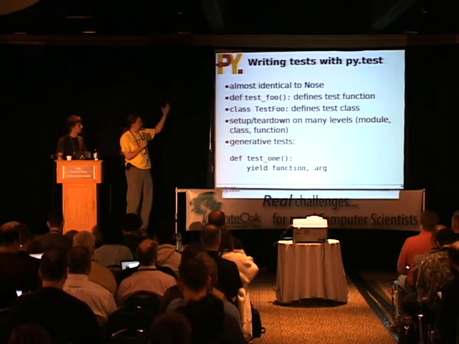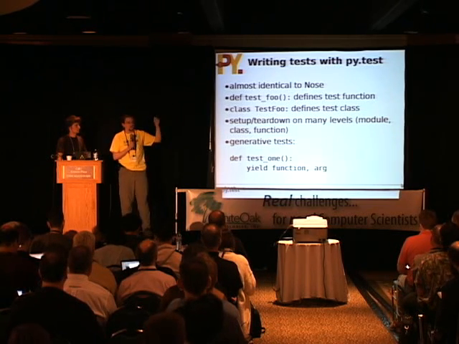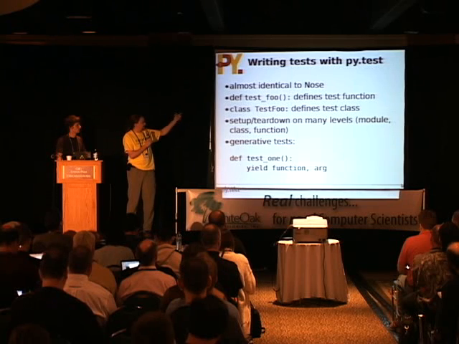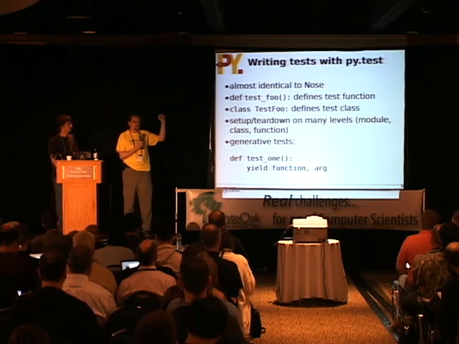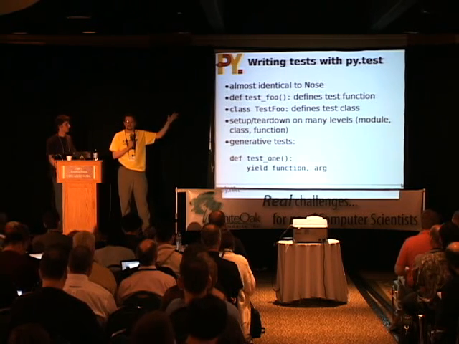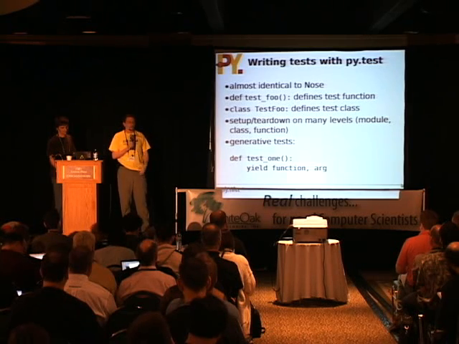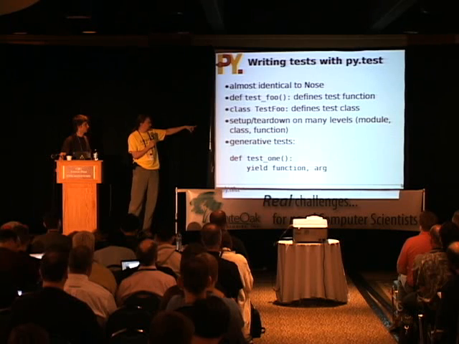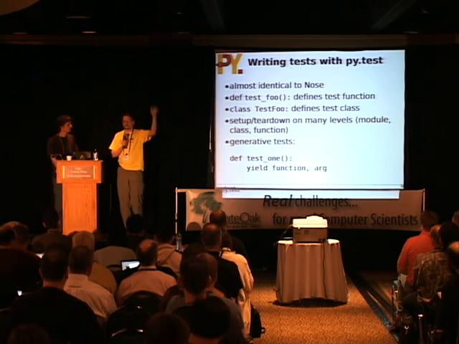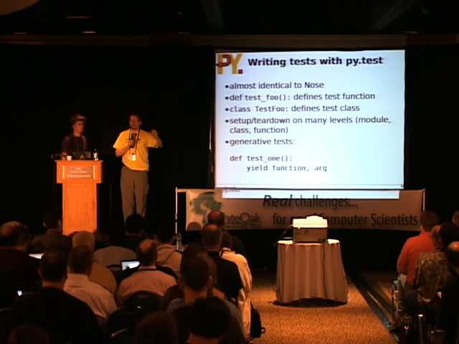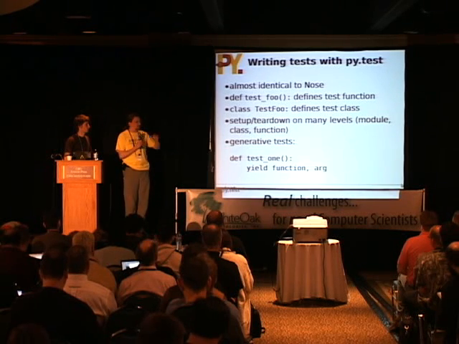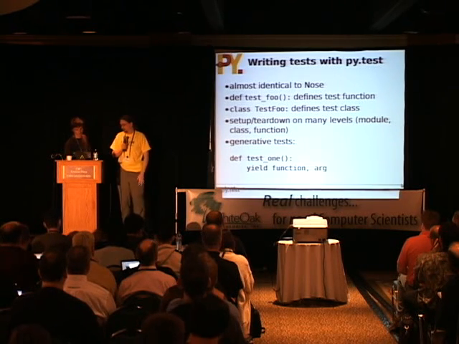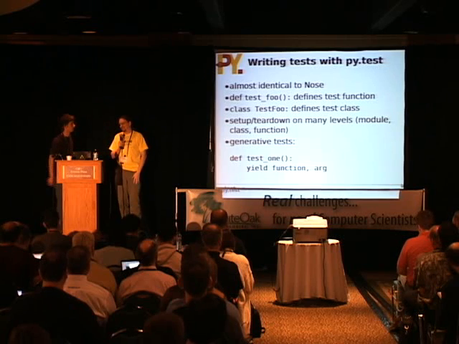As you can see, to make a test, you just name it test_foo, and anything that is test underscore something will get found automatically and run. Setup and teardown, we can do that at the module level for your whole test module, and then when you have classes at the actual class level. And yeah, generative test magic.